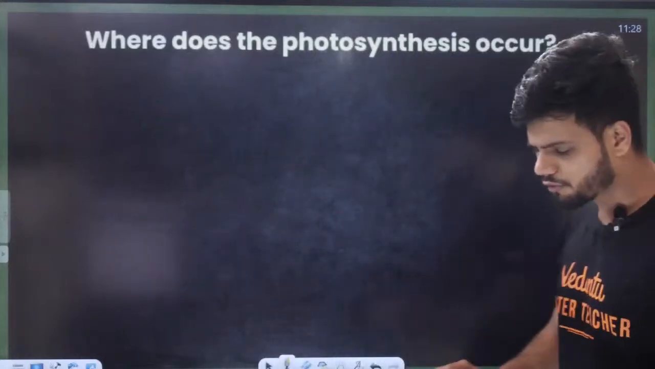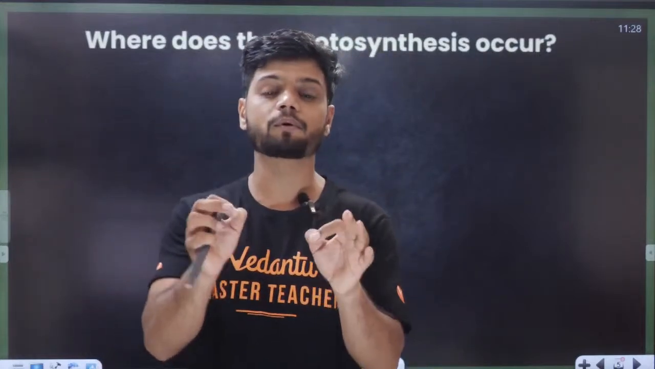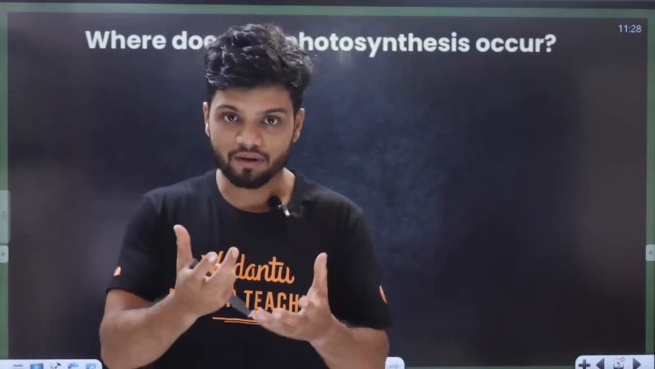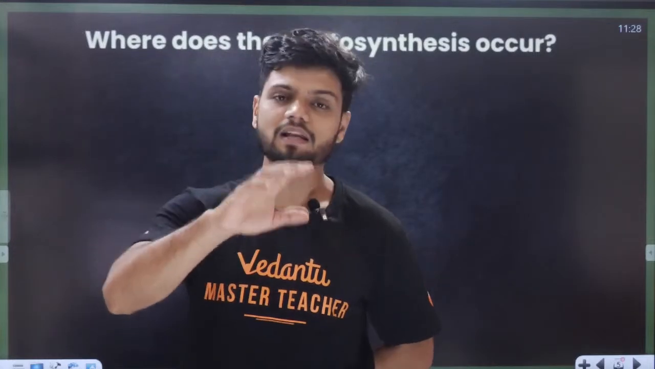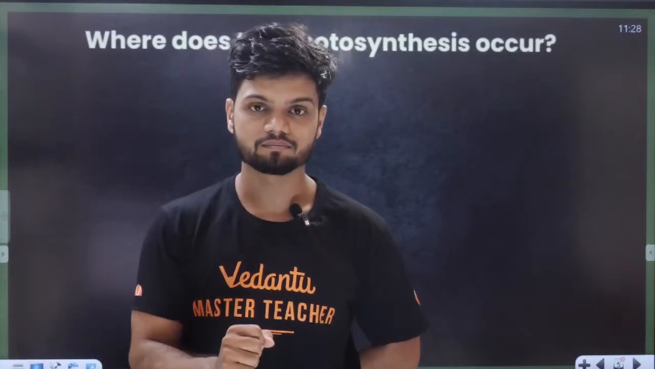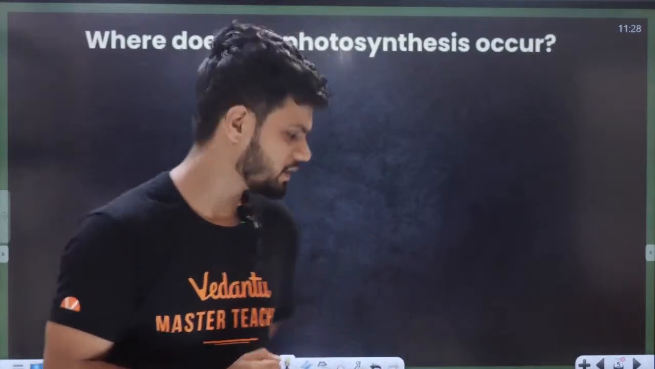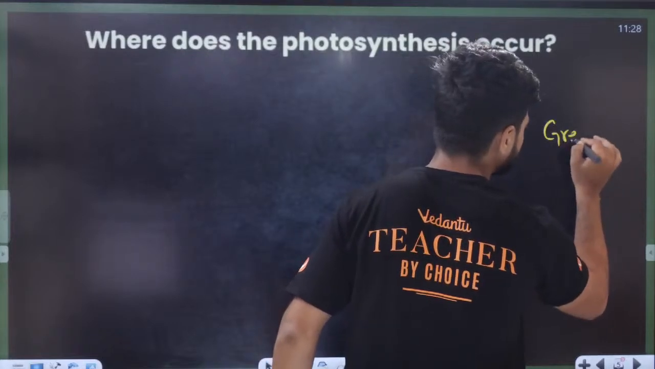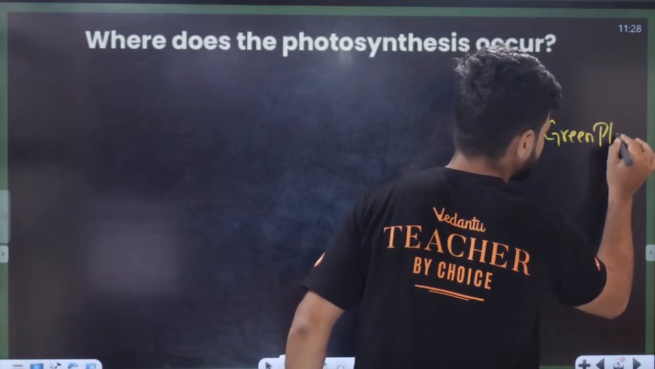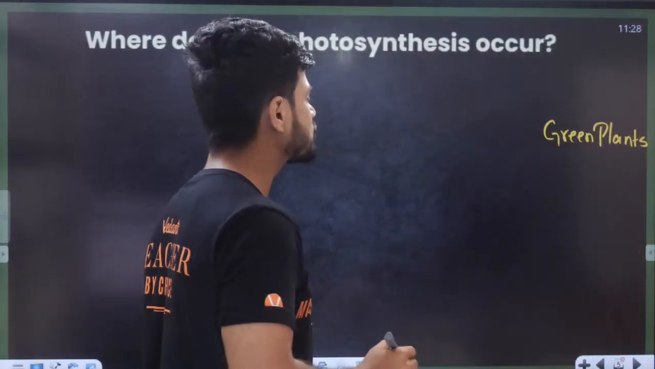Now, before we go to C2, C3 again, let me tell you, you need to know where this entire process takes place. Where is it happening? If I ask you, students, tell me, where is the entire process of photosynthesis occurring? You will tell me it is happening in the case of green plants. Yes or no? Okay, green plants. Where exactly in the case of green plants? Tell me, students.